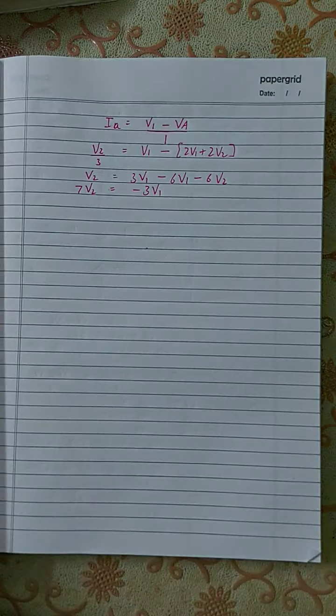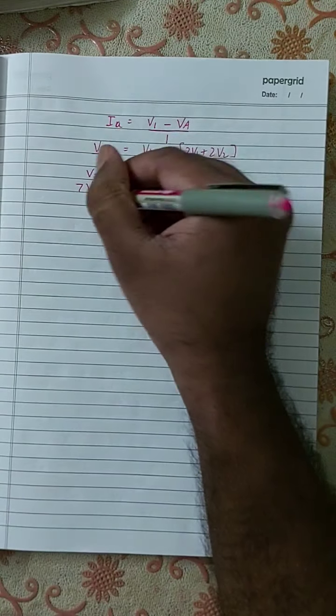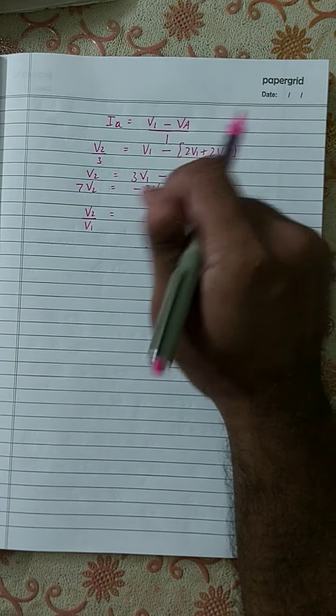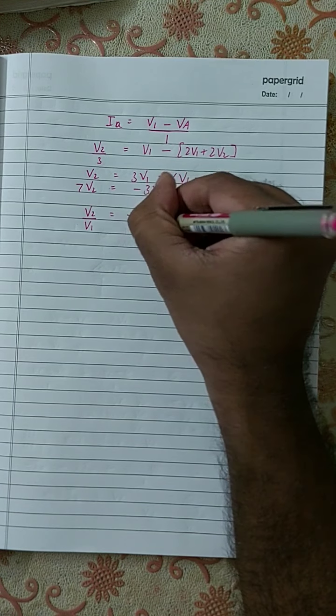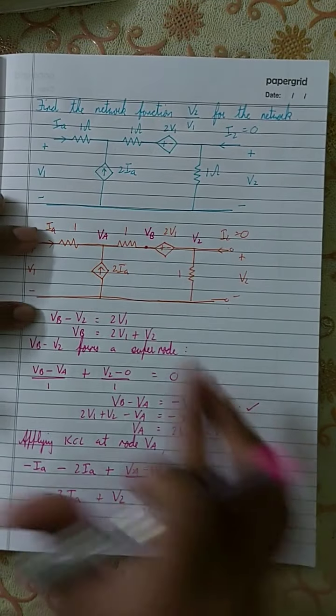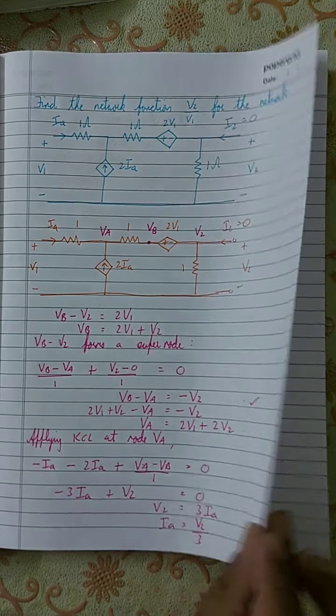That's it. So the question is what to find? V2 minus V2 by V1. So therefore V2 by V1 is equal to minus 3 by 7. There. That's it. See? This is how we do the problem.